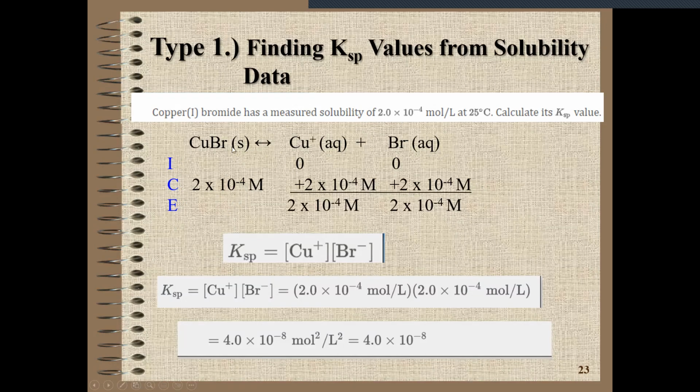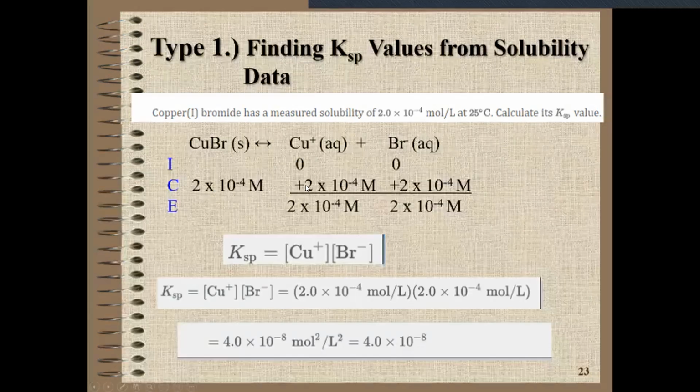That's the solubility. So if I put this into solution, that's how much it's going to dissolve. Before I put it in, there is zero of those ions, zero of those ions. That's the initial. What's the change? Well, we're saying that this much dissolves. So for every one of these that dissolves, we get one of these and one of these. So for the change, it's 2 times 10 to the minus 4. It gains that much, plus 2 times 10 to the minus 4.